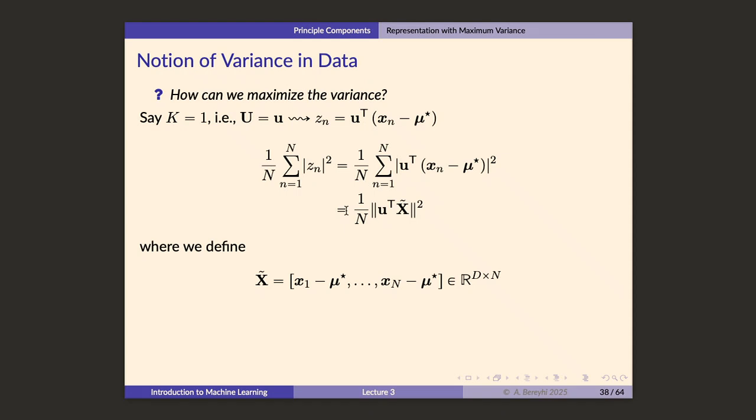Okay? Now, if you multiply this u to every single one of them, it's basically the same thing as multiplying u to that matrix and then computing the norm of the output. Do you agree or not?